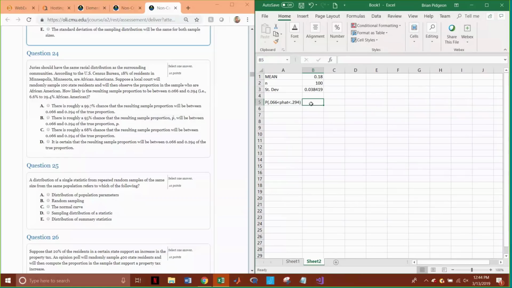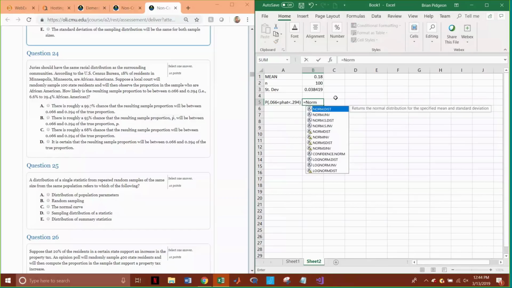We can model this with a normal distribution because n times p is 18, and n times 1 minus p is 82. You can calculate that by doing 100 times 0.18 and 100 times 0.82. And because we can model it with a normal distribution, we're going to use norm dist. It behaves the same way, even though we're dealing with proportions.